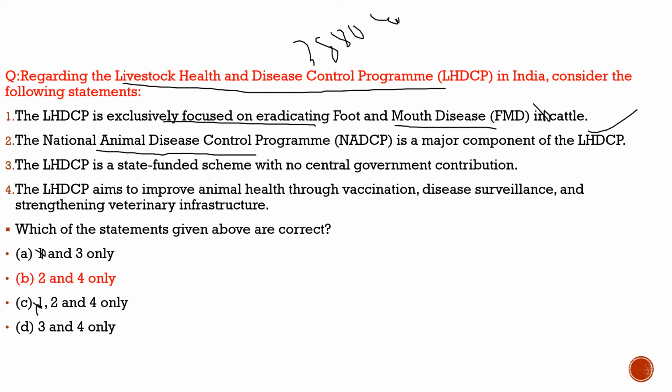Third statement: the LHDCP is a state-funded scheme with no central government contribution. No, it is a centrally sponsored scheme. So this statement is incorrect. As the cabinet has approved funds, it is very clear what kind of scheme it is. Fourth statement: the LHDCP aims to improve animal health through vaccination, disease surveillance, and strengthening veterinary infrastructure. 100% correct. So with respect to this question, the correct statements are statement 2 and statement 4 only, and from the code given below, the correct code would be option B.